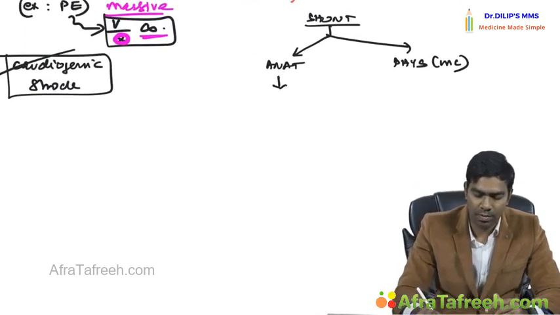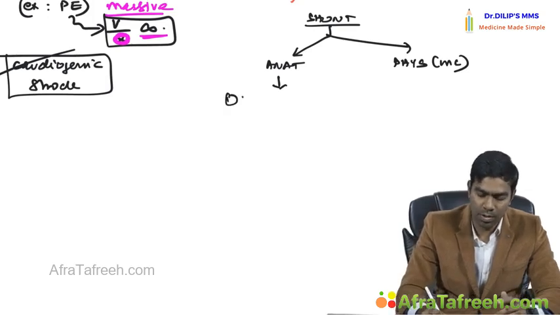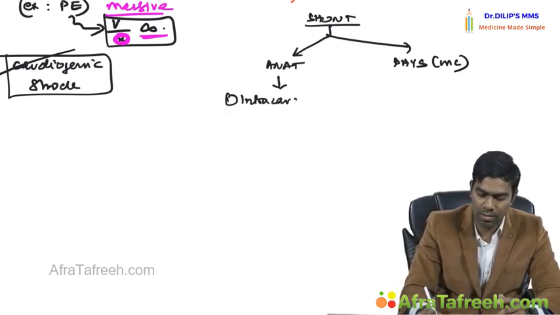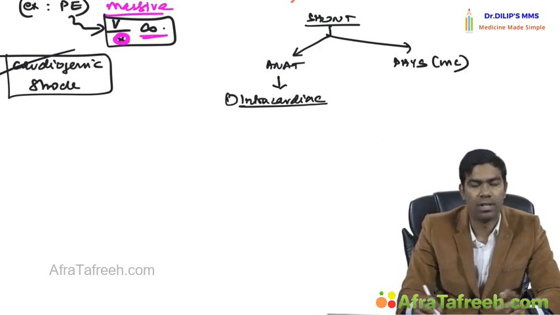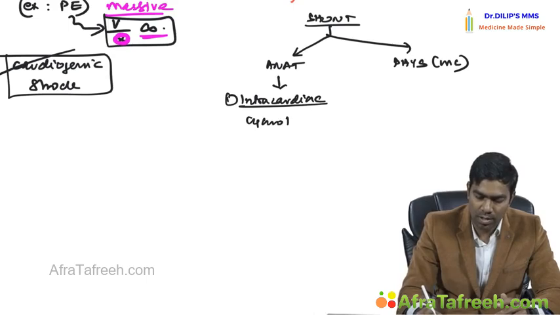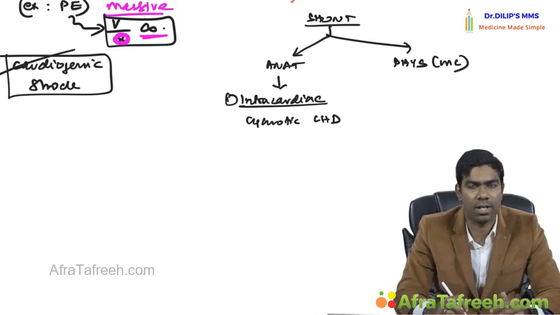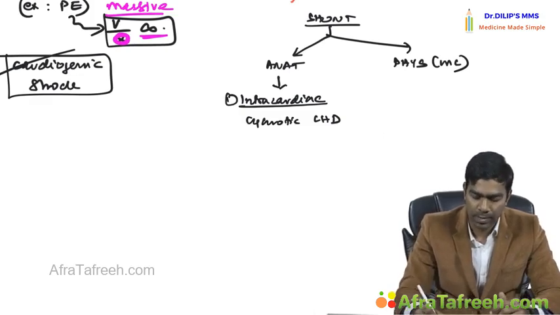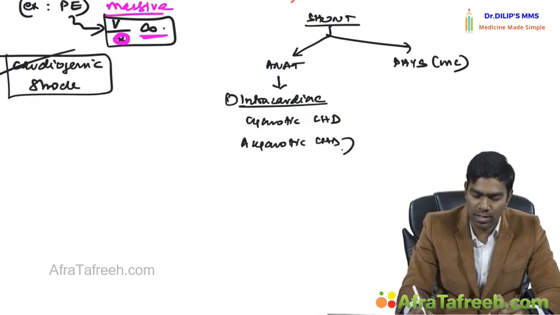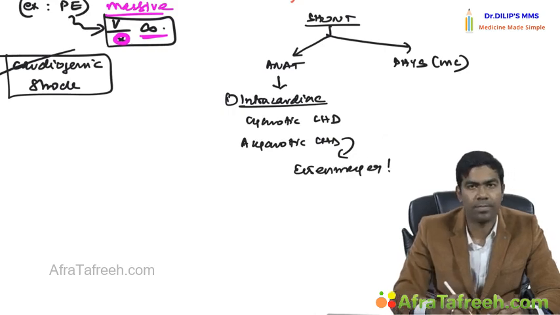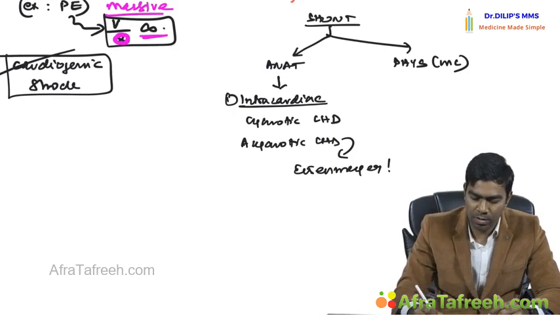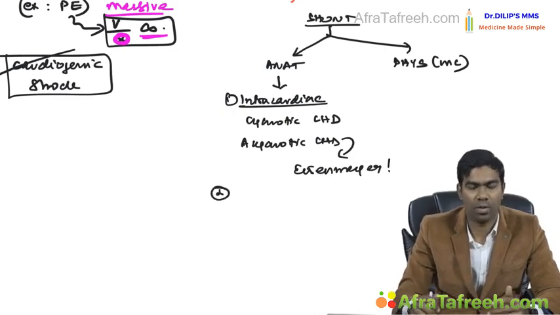Anatomical shunt formation, you have a lot of anatomical causes. Number one, you have intracardiac causes, which you are very, very familiar with. Any cyanotic congenital heart disease is an example of an intracardiac shunt causing cyanosis and blood shunting from the right side to the left side directly. Similarly, an acyanotic heart disease also can cause intracardiac shunting once they develop Eisenmenger syndrome. Clear? Once they develop Eisenmenger, they behave like a shunt only.